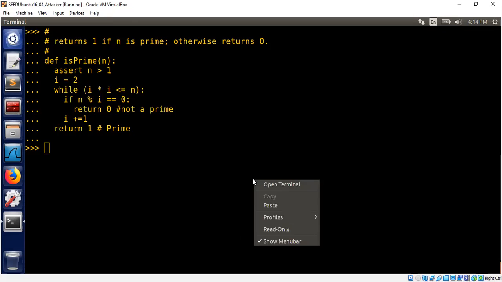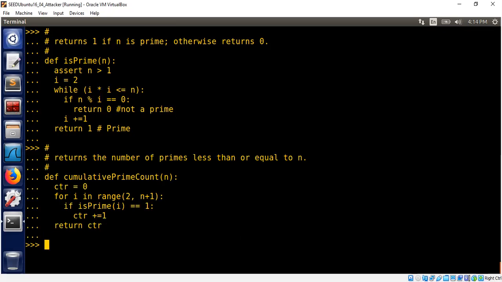I wrote another little Python function for that. So this is self-explanatory. It's just basically keep calling is prime for all possible numbers from 2 to n. That's the reason I put n plus 1. And if it is a prime, it increments the counter. Otherwise, it returns the counter as it is. At the end, it returns the counter.